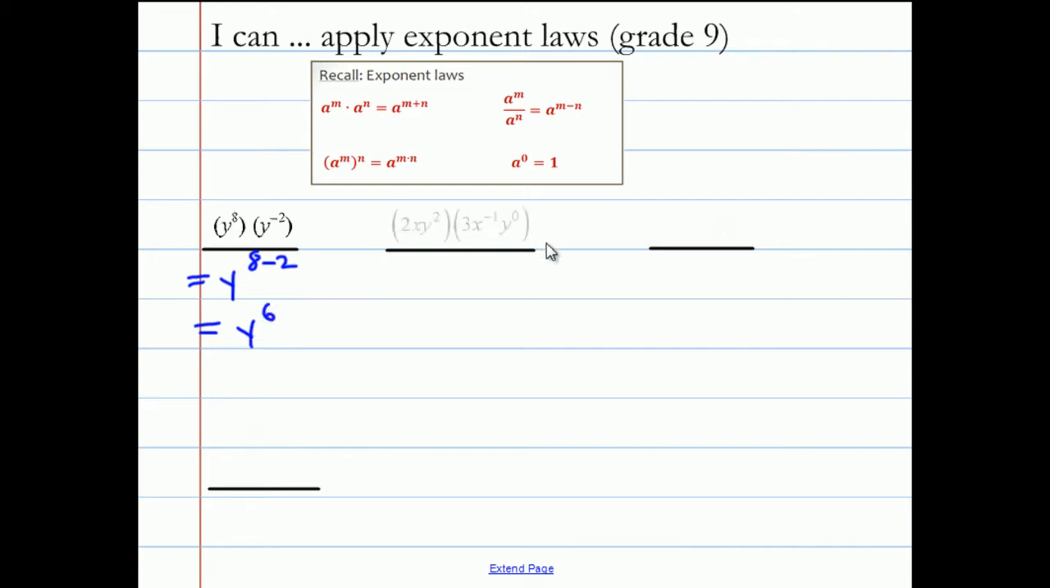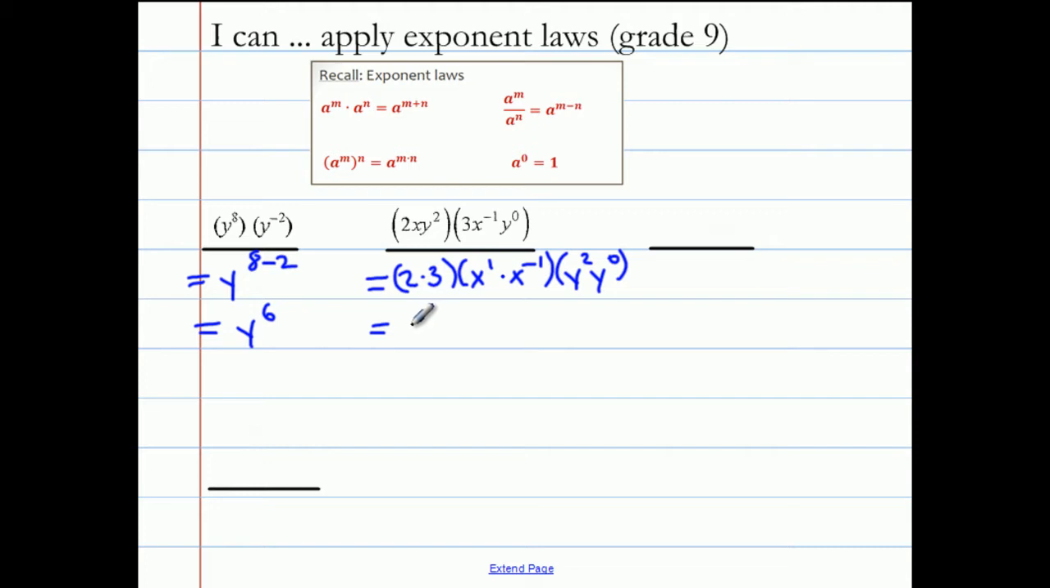Right, another example. 2 times x times y squared times 3 times x to the minus 1 times y to the 0. So probably a good idea just to group the numbers together. Do it that way. Group the x's together, so x to the 1 times x to the minus 1, and y squared times y to the 0.